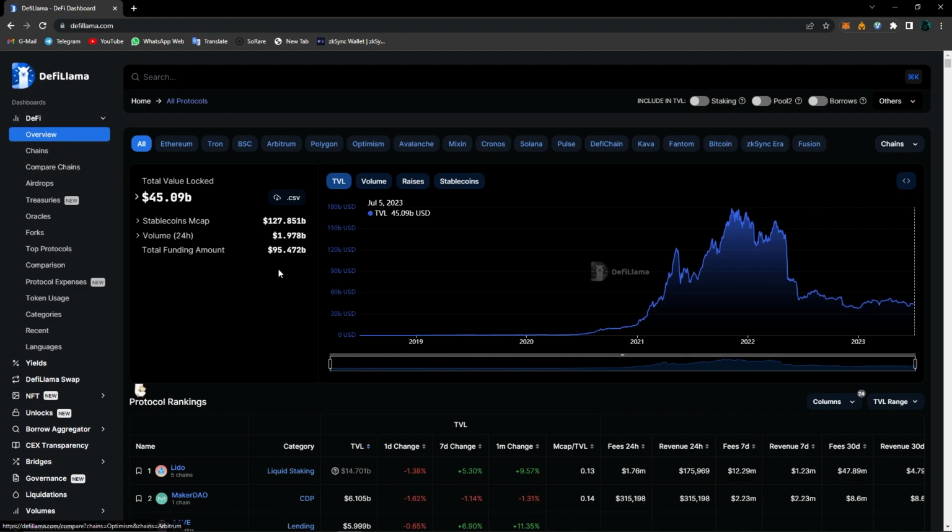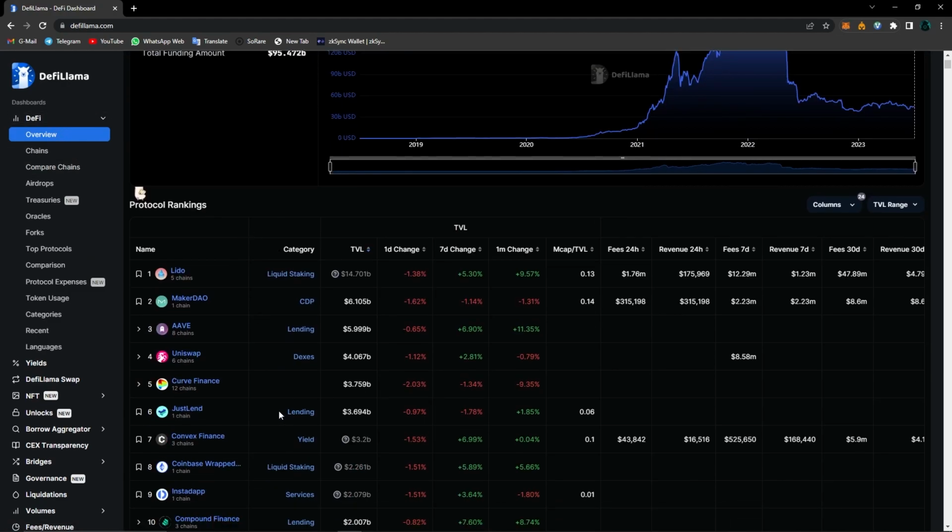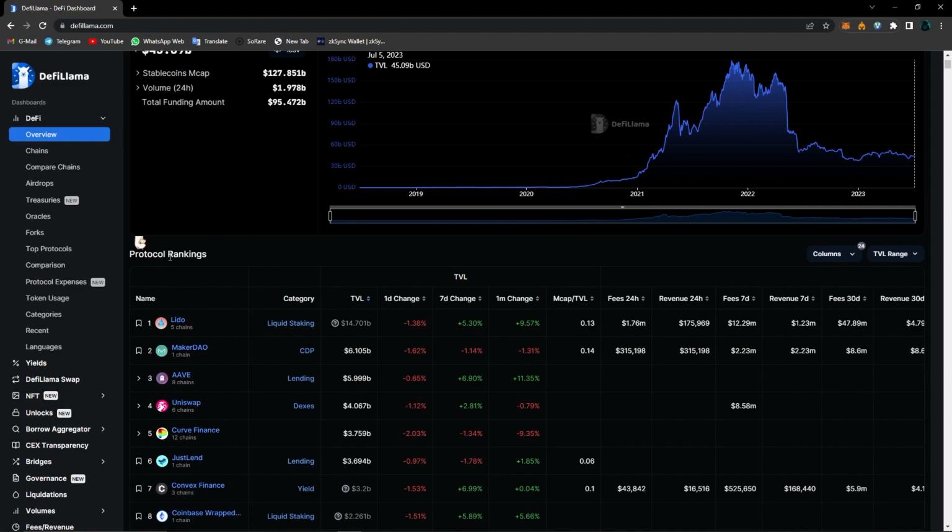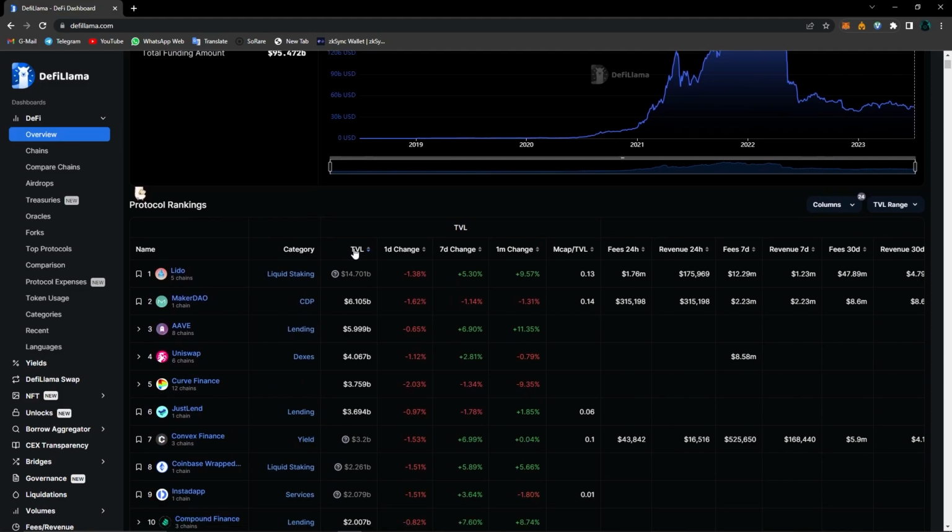So on the overview section, you can see there are different chains and protocols. So this is a protocol ranking. You can see the total value locked. This is, for example, Lido has nearly $15 billion of value locked. You can see the one-day change in TVL. As I said, this is total value locked.